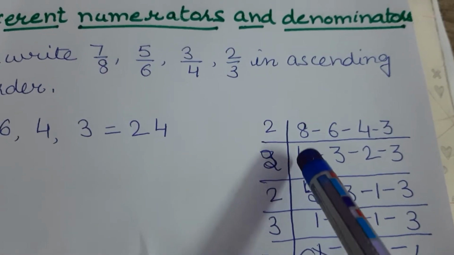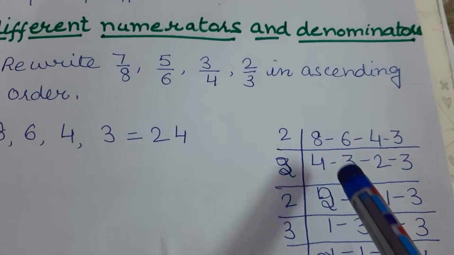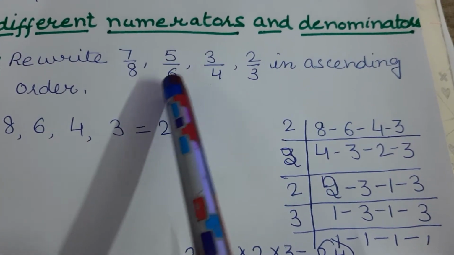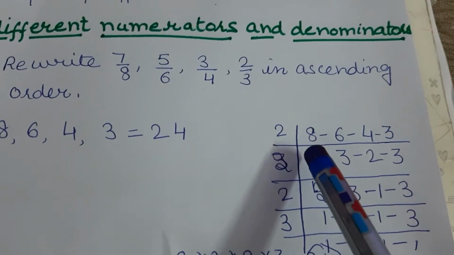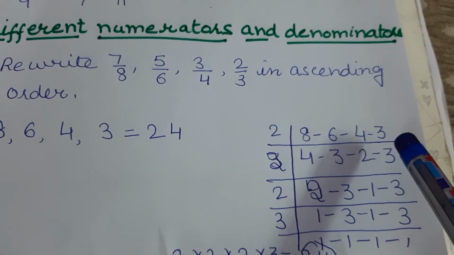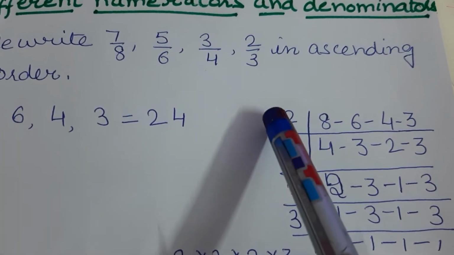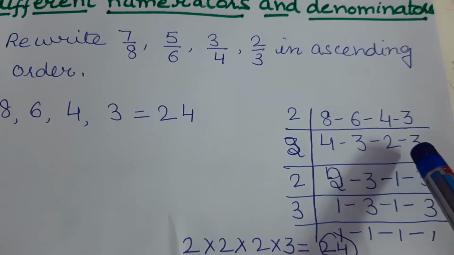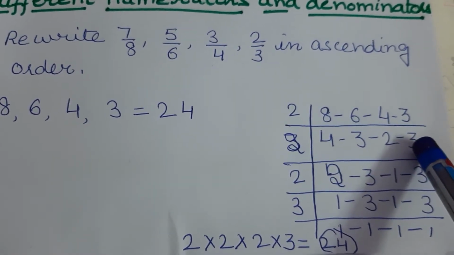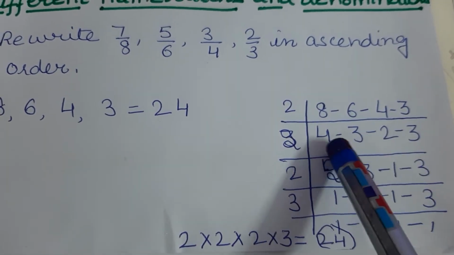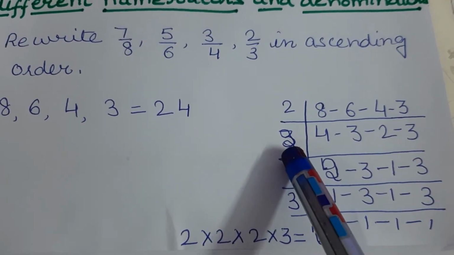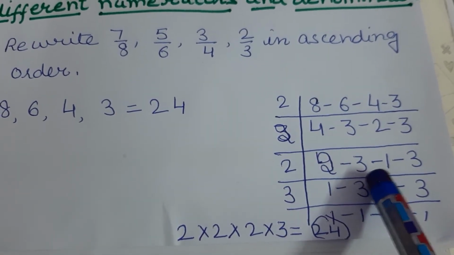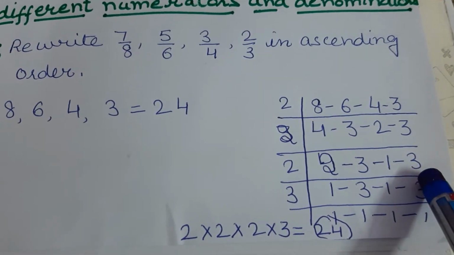Now you know how to find the LCM of denominators. You will find the LCM on this side. So 8, 6, 4, 3. First, there are a few even numbers, so we will start with 2. 2 fours are 8, 2 threes are 6, 2 twos are 4, and 3 doesn't come in 2's table, so as it is. Then again even numbers are there, so again we divide with 2. So 2 twos are 4, 3 as it is, 2 ones are 2, and 3 as it is.